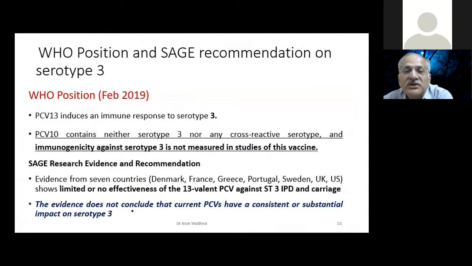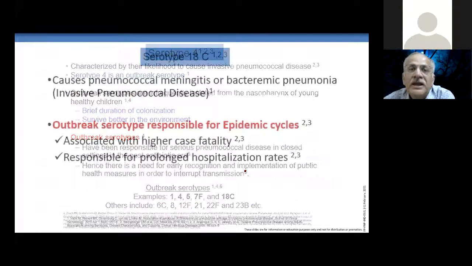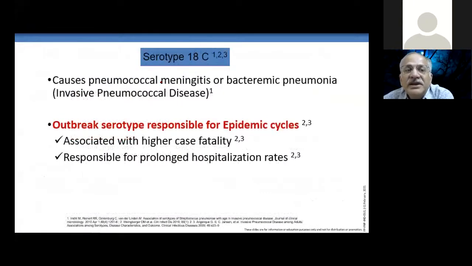So it concludes that it may help, but it's not really a major help. What about serotype 4? It is characterized by being an outbreak serotype. I told you, brief duration of colonization, survives better in the environment. And since it's an outbreak serotype, along with 1, 5, 17F, 18C, these are the ones which cause outbreaks. Again, 18C is a serotype which causes outbreaks and is responsible for the epidemic cycle.